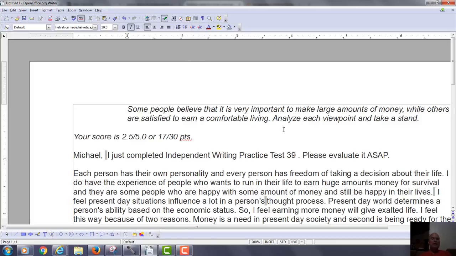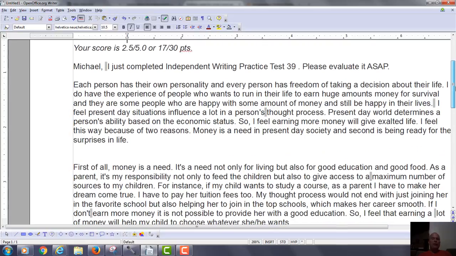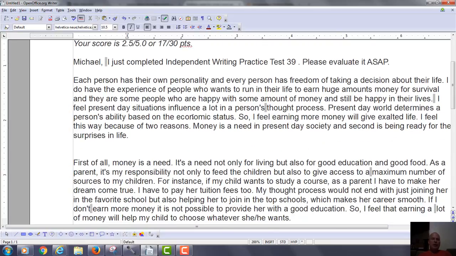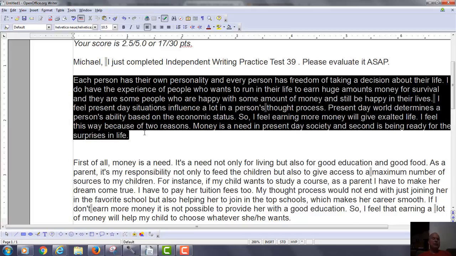So that's why I think if you look at the way that you framed it, you said here, present day world determines a person's ability based on economic status. So I feel earning more money will give exalted life. I feel this way because of 2 reasons. Right, so we need to change this introduction so that it focuses more around the writing task.